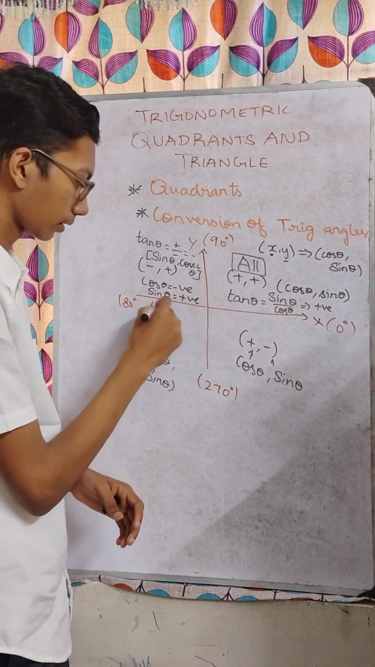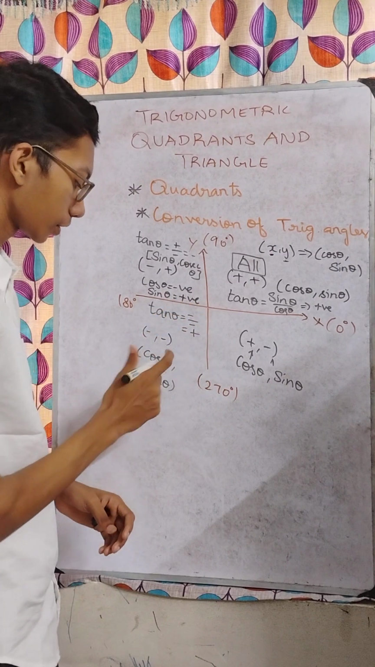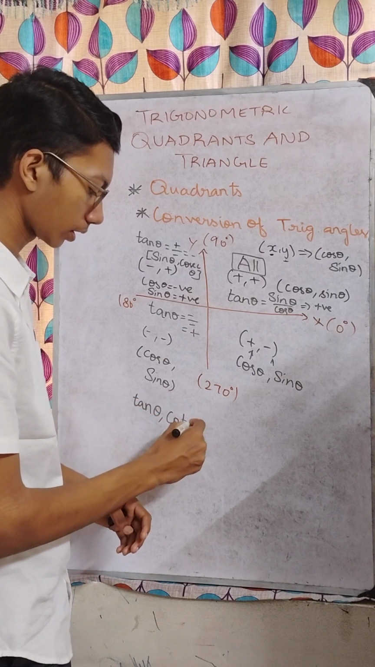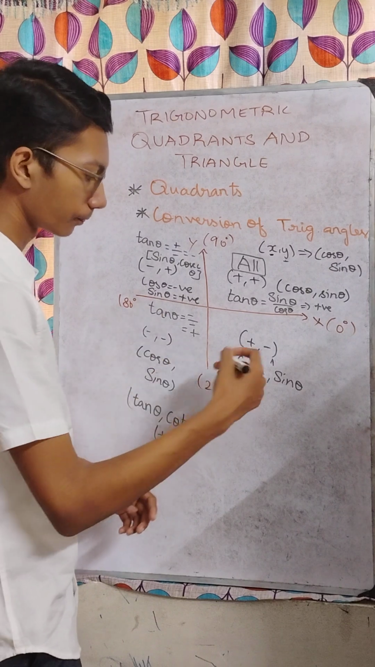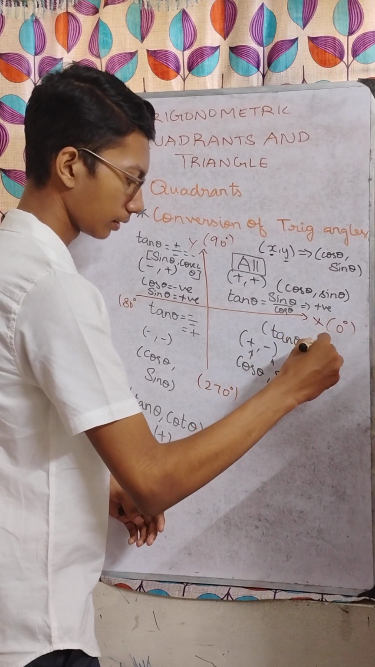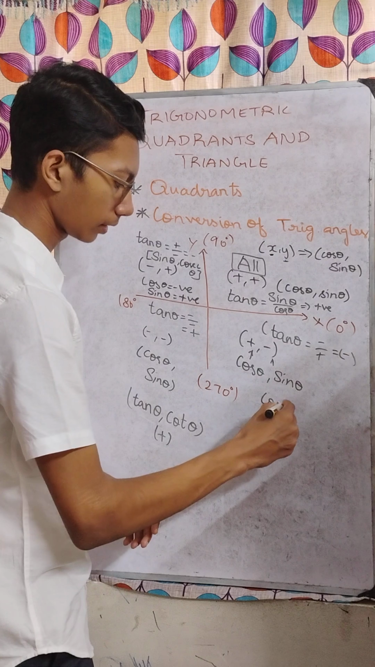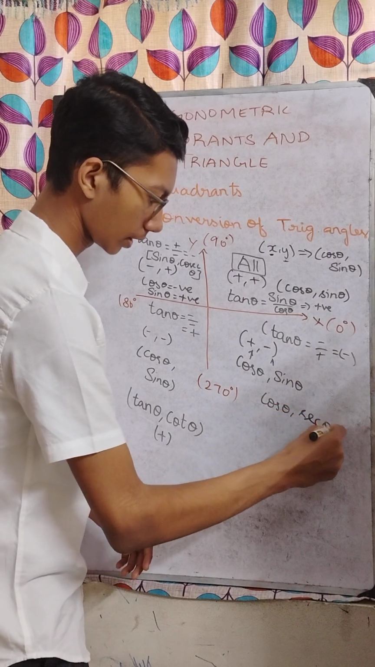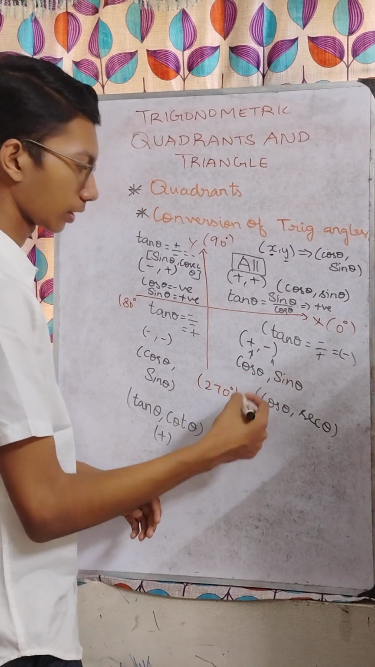Now if we come here, tan theta is again negative by negative, so positive. So in this quadrant, tan theta and its complementary cot theta are positive. All other angles are negative. Again if we come here, again tan theta is negative by positive, which gives negative. So here only cos theta and its complementary secant theta, these two are the only positives here. So all others are negative.